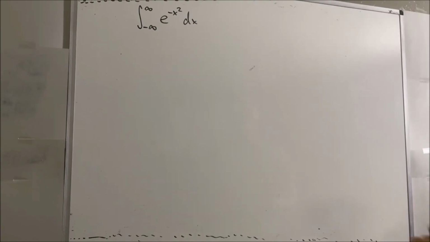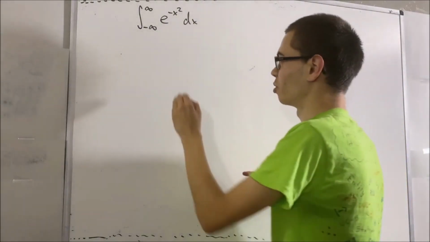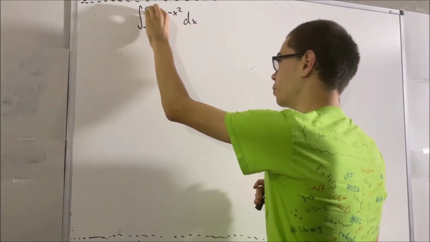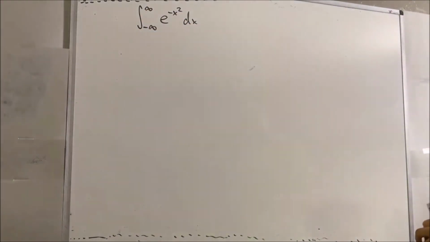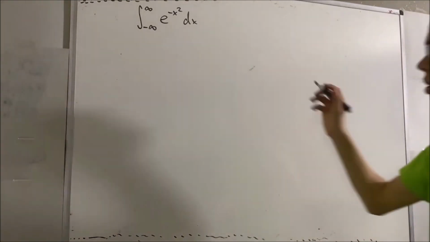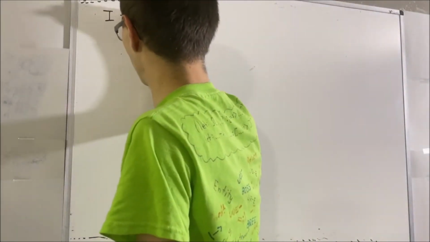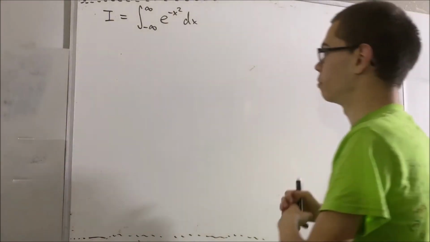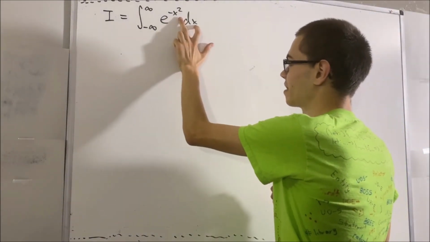All right, so in this video, we're going to evaluate the integral of e to the negative x squared dx from negative infinity to positive infinity. So to start this out, let's call the answer to this integral I. And notice our variable of choice is x.